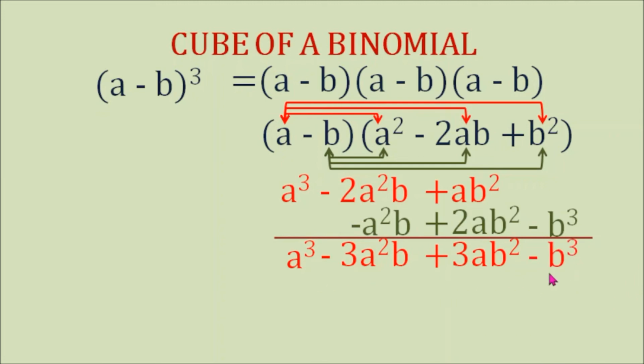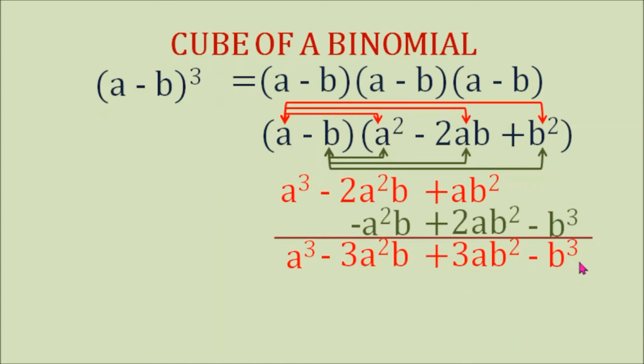We see a pattern here. The exponent of a on our first term is 3, on our second term 2, and on our third term 1, and we don't have a on the fourth term. We don't have b on our first term. The exponent of b on our second term is 1, on our third term is 2, and on our fourth term it's 3. And the signs: first term is positive, second is negative, third term is positive, fourth term is negative.